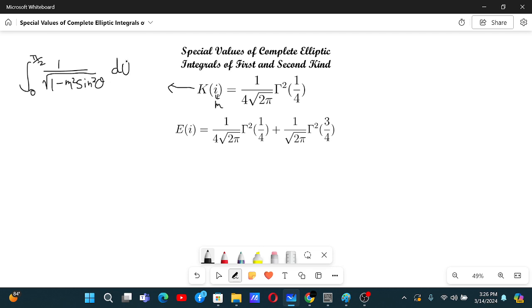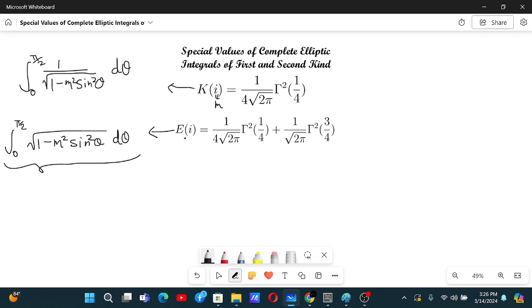Similarly, the complete elliptic integral of the second kind is defined as the integral from 0 to pi by 2 of square root of 1 minus m square sine square theta d theta. Now this integral is also involved while finding the circumference of an ellipse. That's why it's known as an elliptic integral. Now let's try to find these values.